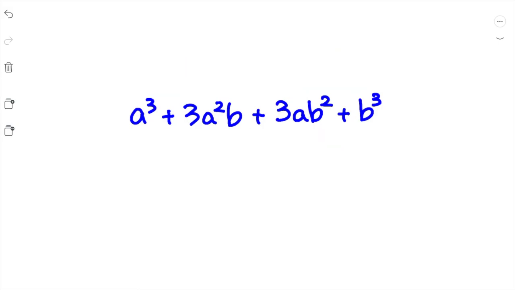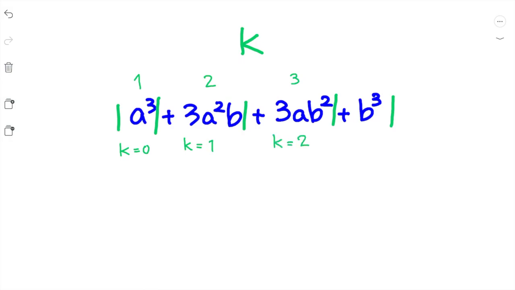To organize this pattern we see into a proper equation, we first need to assign a number to each term. Let's say a general term is represented by k. The first term is k equals 0. The second term is k equals 1. And the third term is k equals 2, and so on.